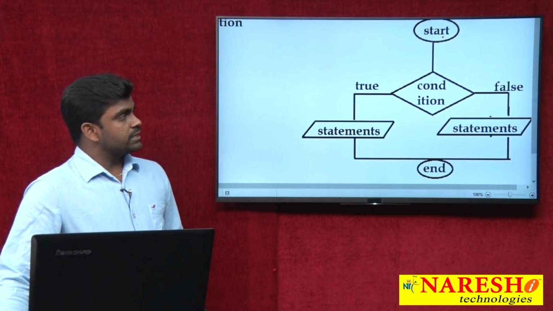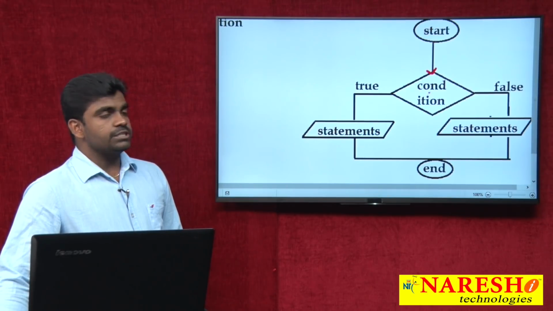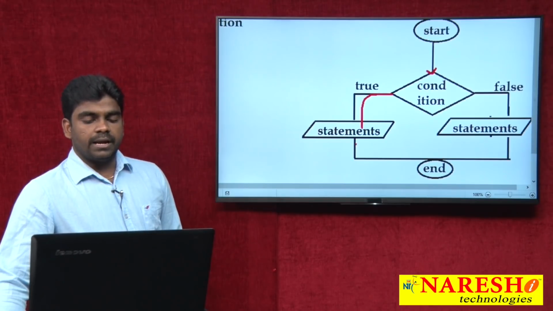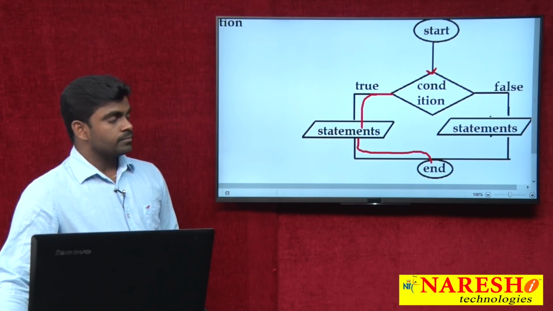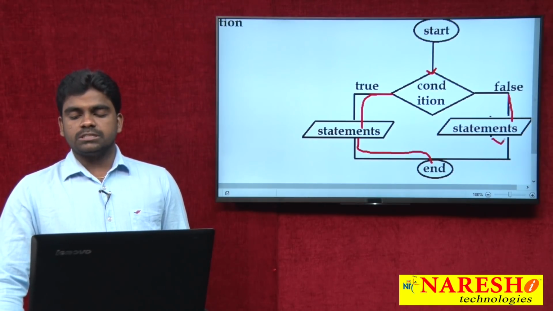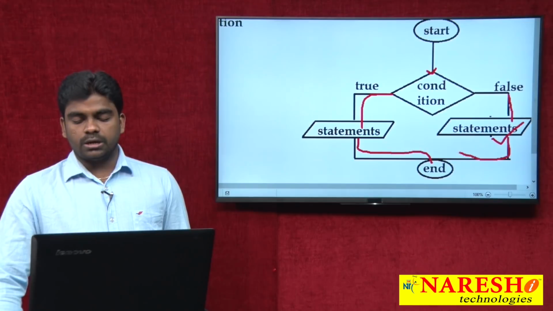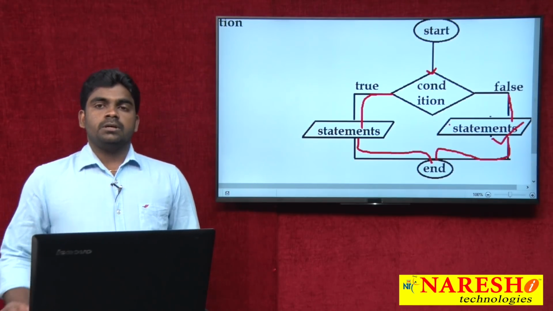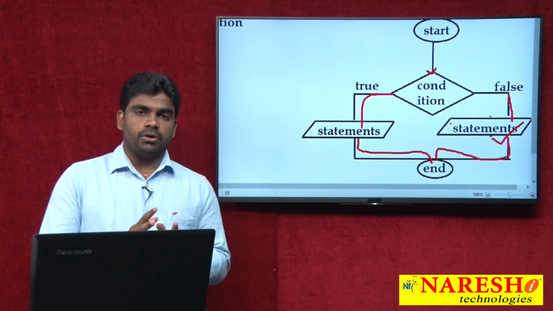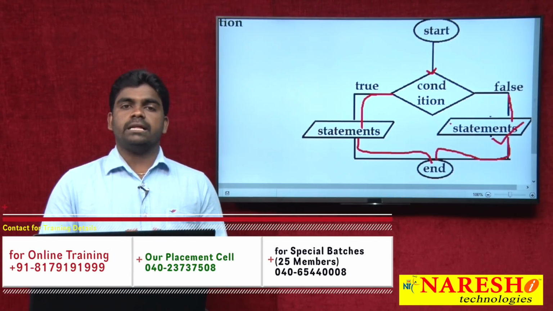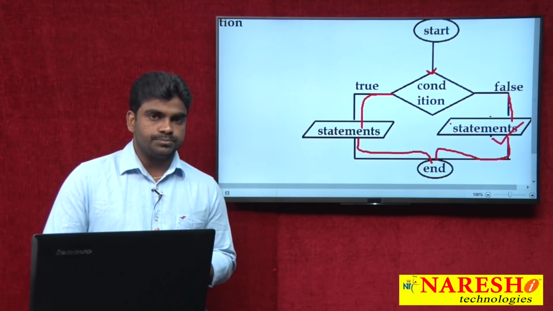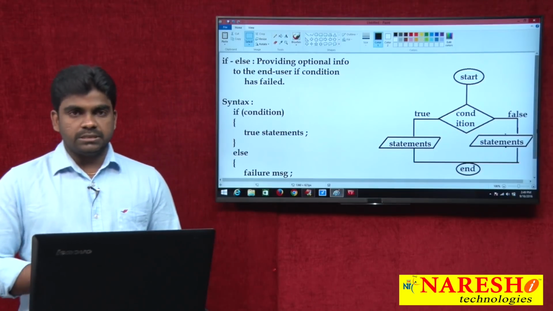Now as usual it will check the condition. If the condition is true, the if block statements execute and control comes to the end. If the condition is false, then the else block statements execute and control comes to the end. So depending on the condition, true or false, either the if block executes or the else block executes. Only one block executes, but not both. One example we will see.